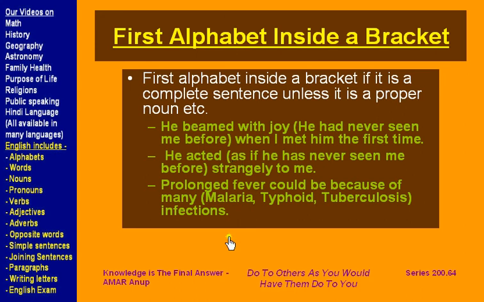Another example. Prolonged fever could be because of many infections, and in the bracket we have written malaria, typhoid, tuberculosis. These are all proper nouns, so all are capitalized. So inside the bracket, capitalize if it's a full sentence, capitalize if it starts with a proper noun, but do not capitalize if it's an incomplete sentence.